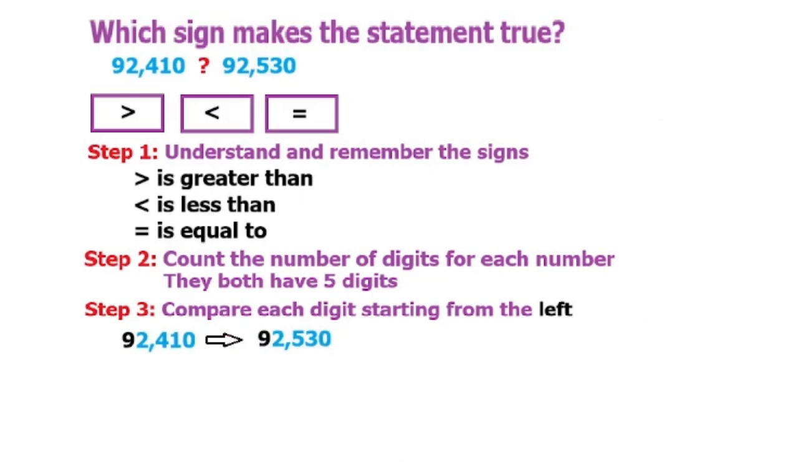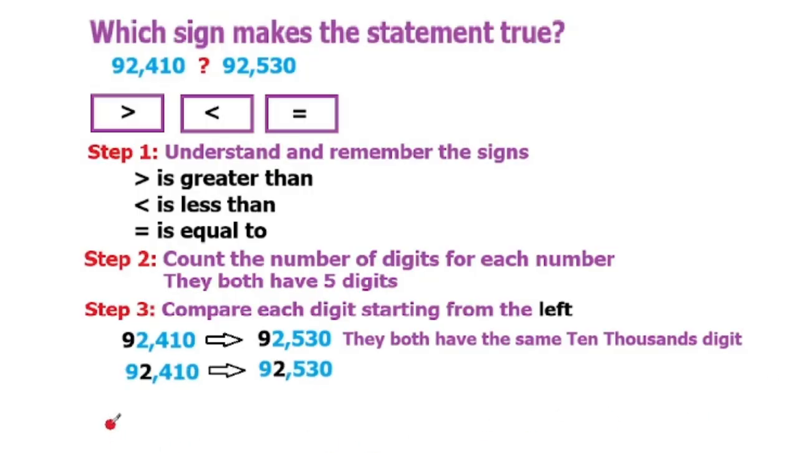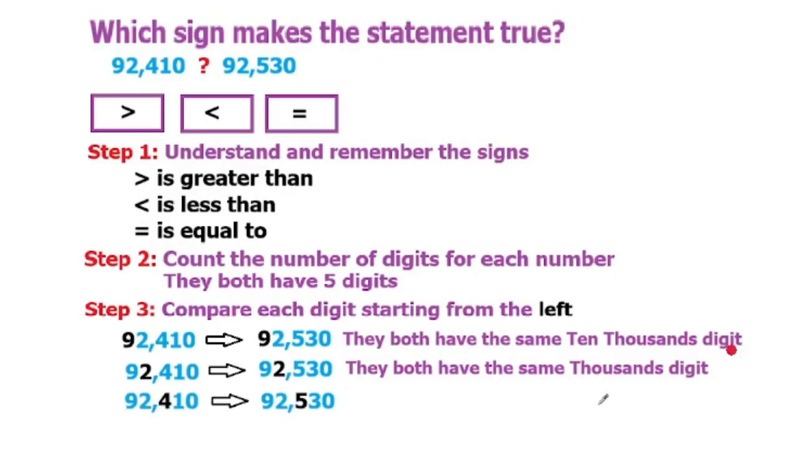We're comparing the nines. Nines are the same, so they both have the same 10,000s digit. Then we compare the twos, the next digit. Both of them have 2 for the next digit, so they both have the same thousands digit. And you just keep going.